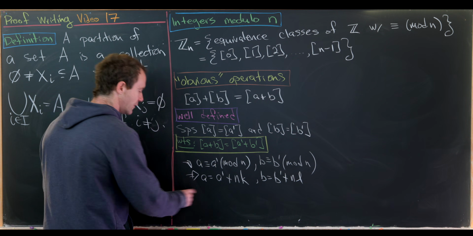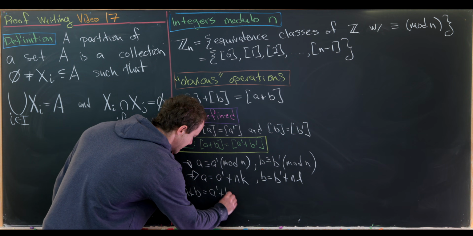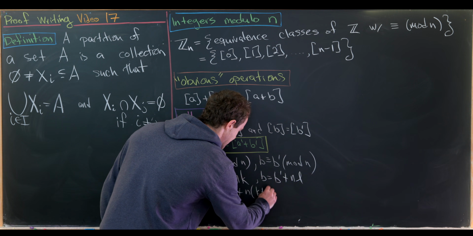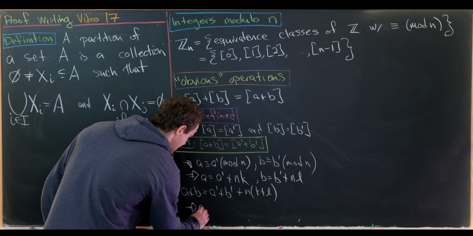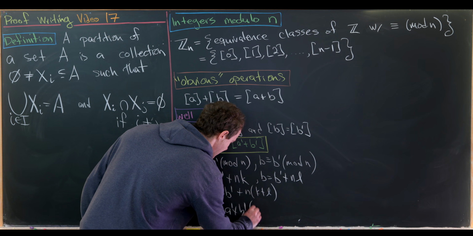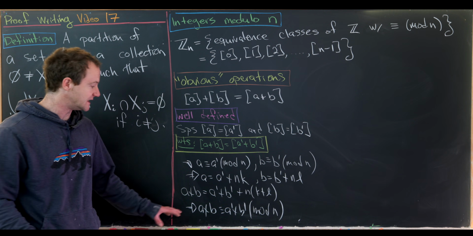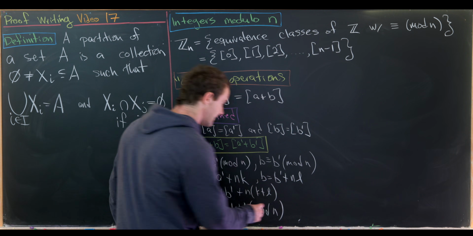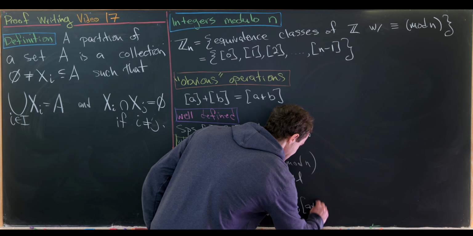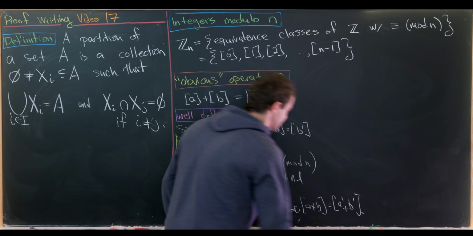But now let's note that we can add these and we'll get A plus B is equal to A prime plus B prime plus n times K plus L. But that means that A plus B is congruent to A prime plus B prime modulo n. But that's exactly what we needed to do to show that the equivalence class of A plus B is the same thing as the equivalence class of A prime plus B prime.